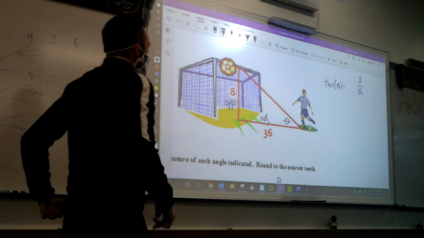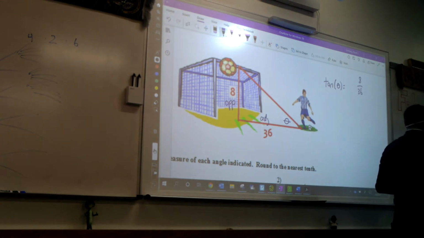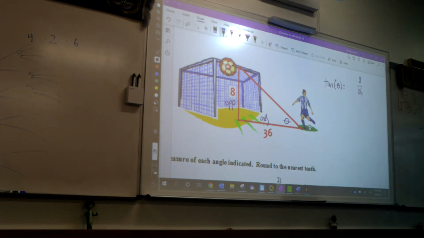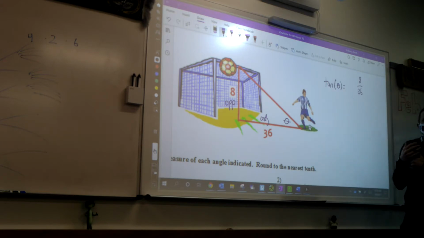Now, what I need to do here is get rid of this tangent, because I want to know what theta is. When we've been solving before, if something's timesing, you just divide it. If it's adding, you subtract it. You do the opposite. What's the opposite of tangent? Well, tangent is acting on it, so I can't divide by tangent. That doesn't make sense.